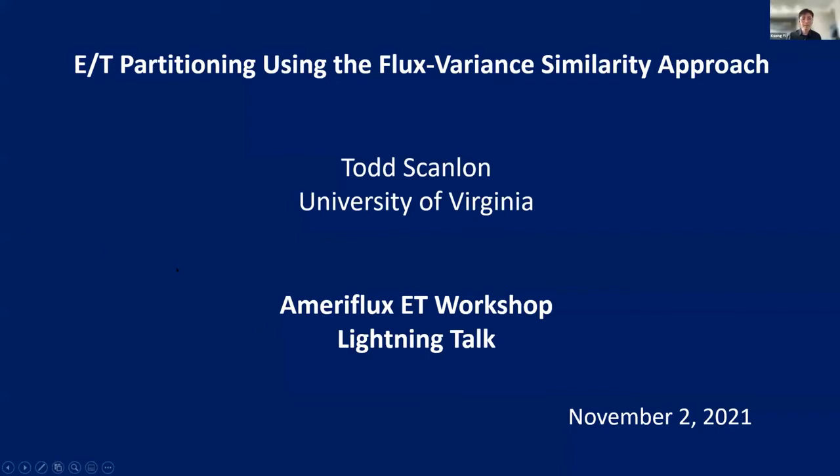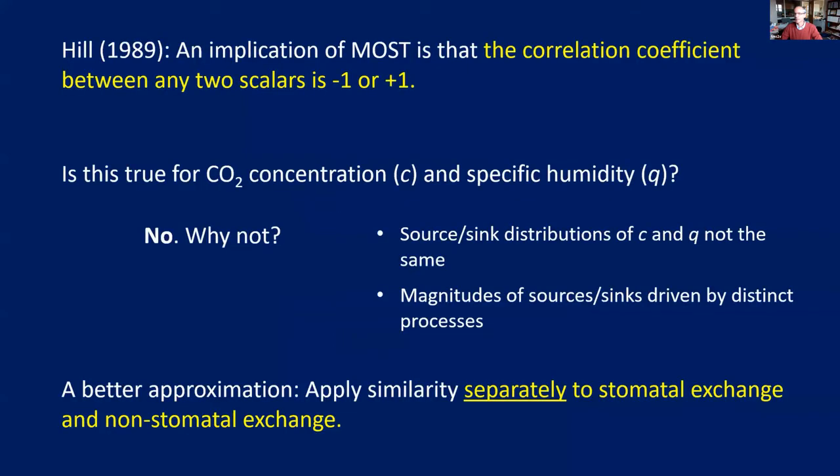Yes. Okay, flux variance similarity partitioning in 5 minutes. This theory goes back to an important paper by Hill in 1989, who said that an implication of Monin-Obukhov similarity theory is that we would expect to see a perfect correlation between any two scalars, either a perfectly positive or perfectly negative correlation. Is this true for water vapor and CO2 concentrations? In other words, could we take a half hour's worth of high frequency data, plot the CO2 concentration versus the water vapor concentration? Would there be a perfect correlation?